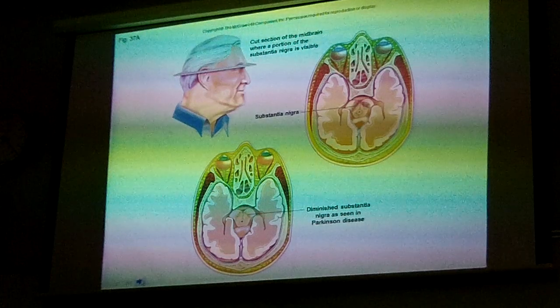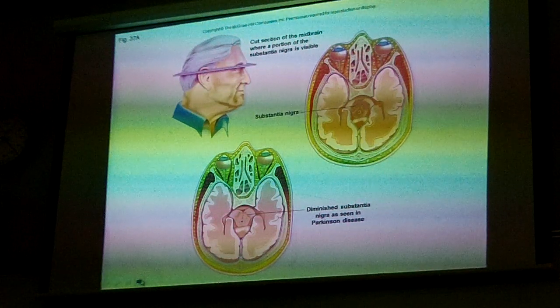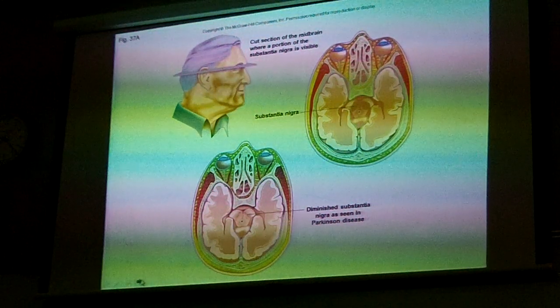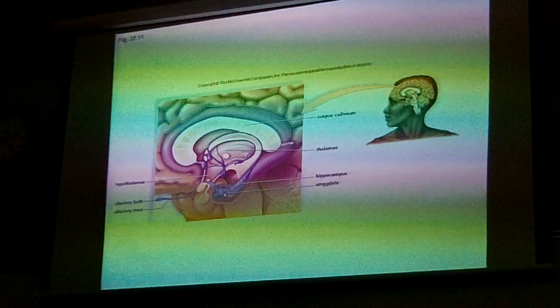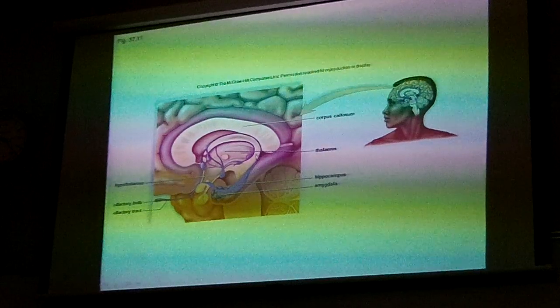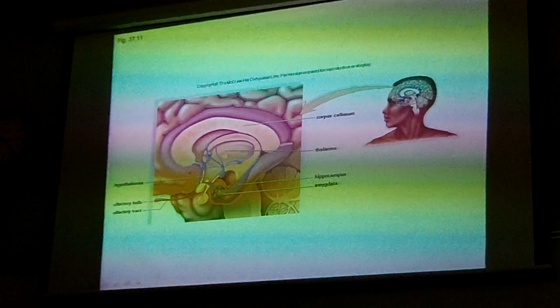She dreams about it and takes pictures of it. Yeah. The thalamus is in the middle here. And these are kind of outside the thalamus. This area right here is called the diencephalon.